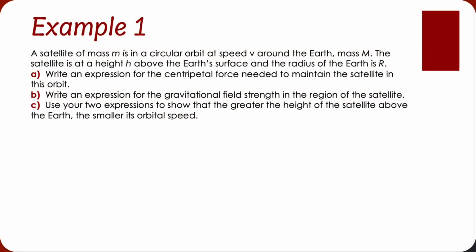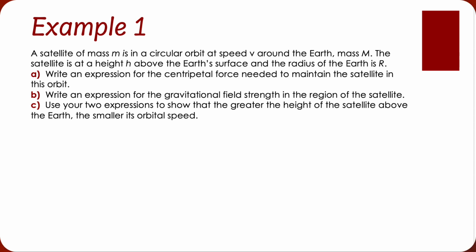So now that we have our terminology of what a satellite is, how it's moving around, let's do some examples. So the first one here, we've got a satellite of mass m in a circular orbit around the Earth, and it's at a height h above the Earth's surface. And that's usually a really big, important part for you to think about.